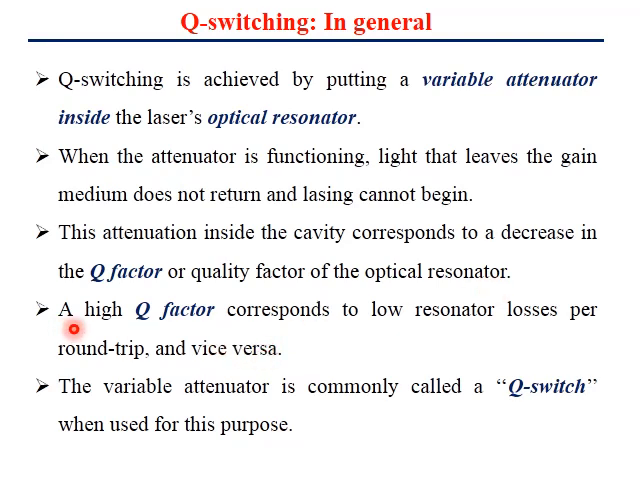And once the attenuator stops functioning, what happens? We have a very high Q factor, which corresponds to low resonator losses per round trip, and vice versa. So there is a switch between high and low values of Q. The variable attenuator is commonly called a Q switch when used for this particular purpose. So this is in general. Now let us try to make it a bit clearer by going to the next slide.